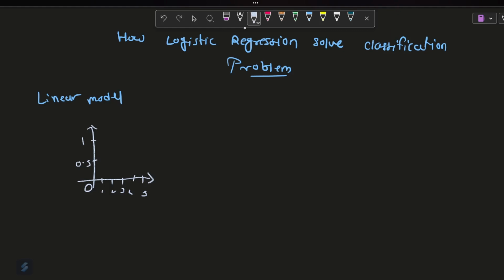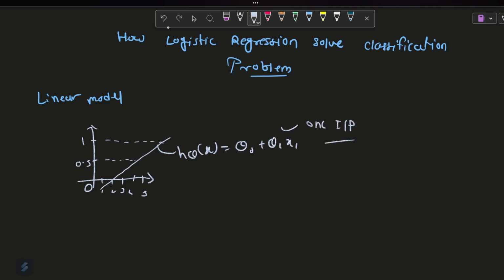Some points came here. In that particular case, your best fit line is something like that. The equation of that line is h theta of x equals theta 0 plus theta 1 x1. This is for one input feature. That is the equation for a linear model.